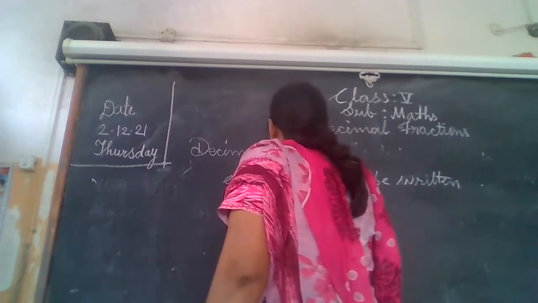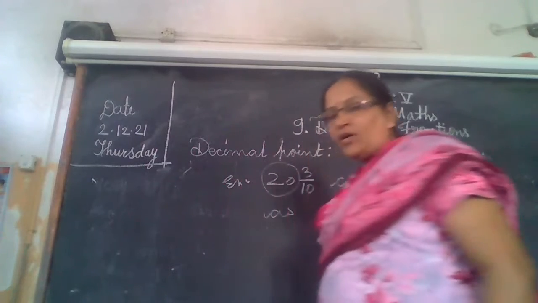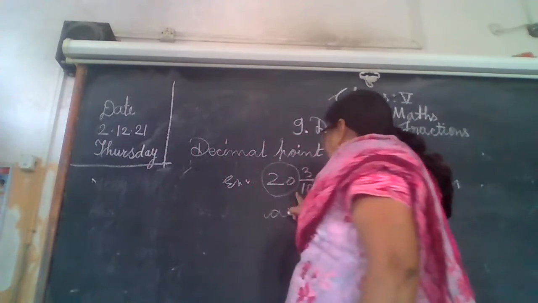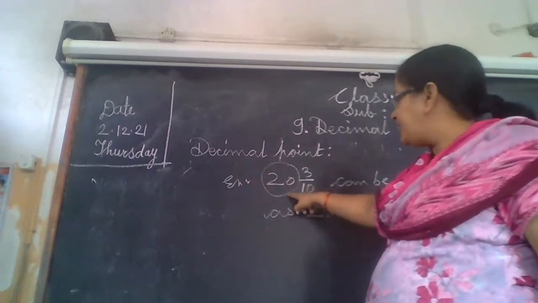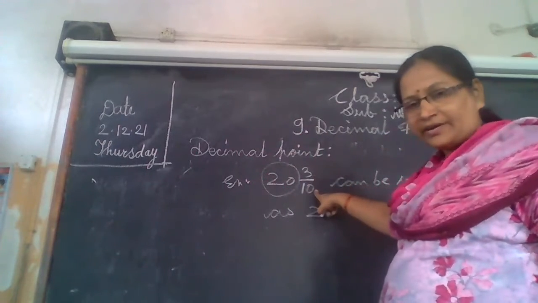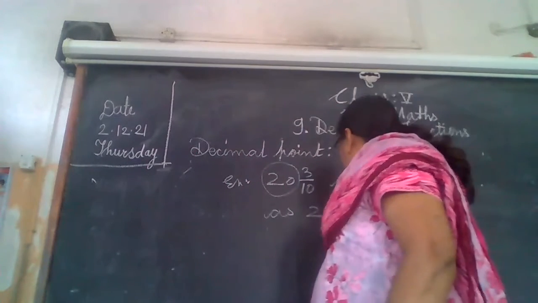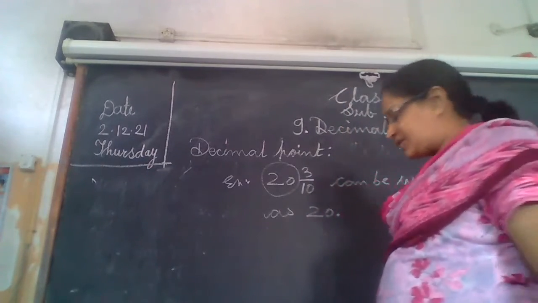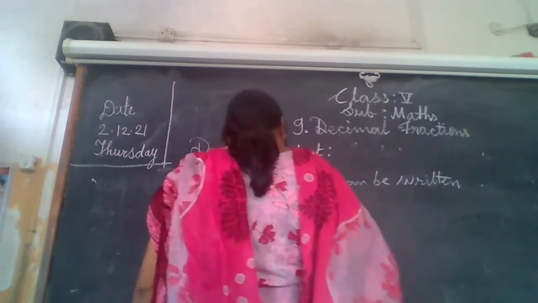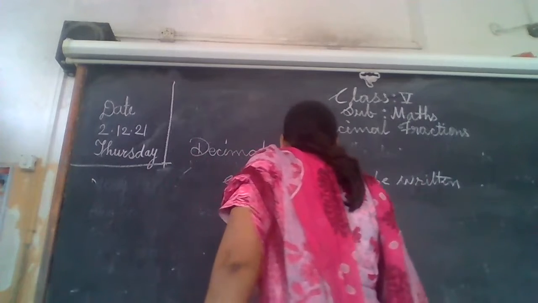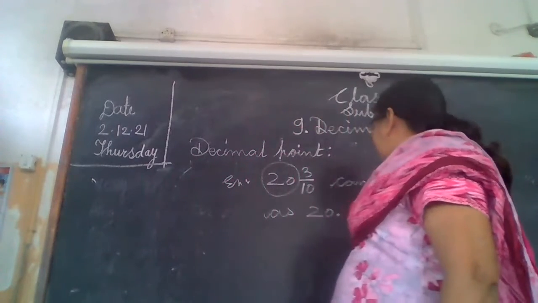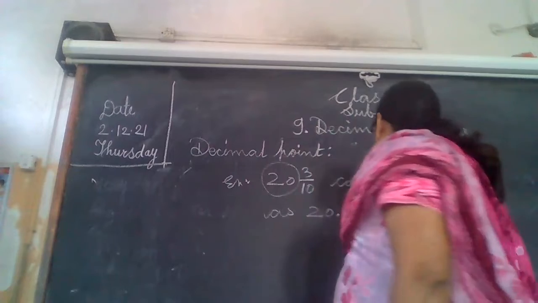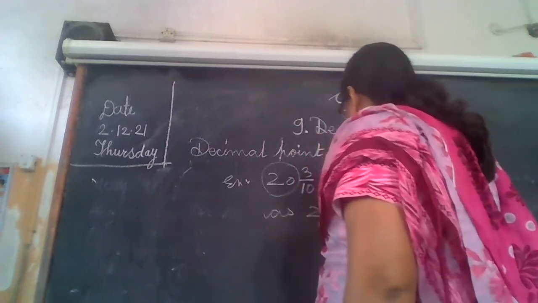See children, here this 20 is the whole number. So write down 20 and 3/10. Here you have to put the decimal point. After the decimal point, it has one place: 3 upon 10 means 3.